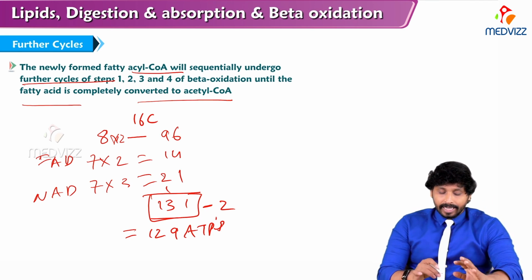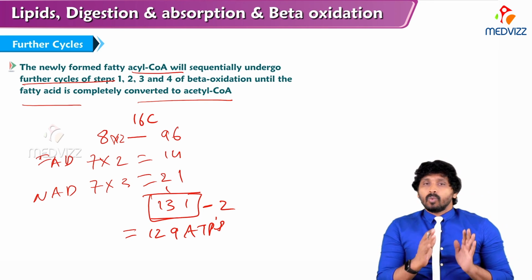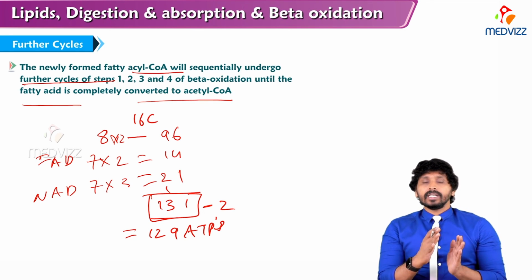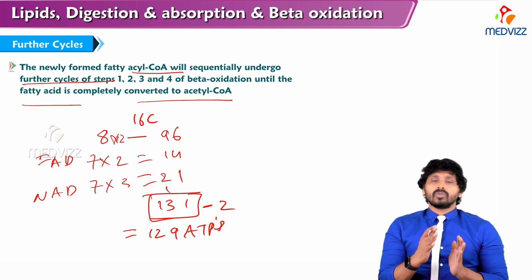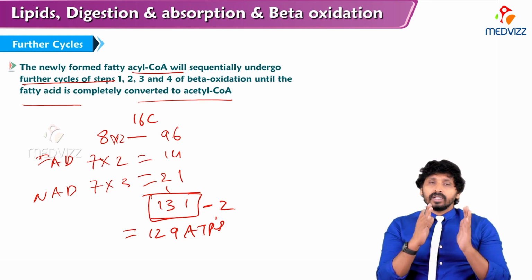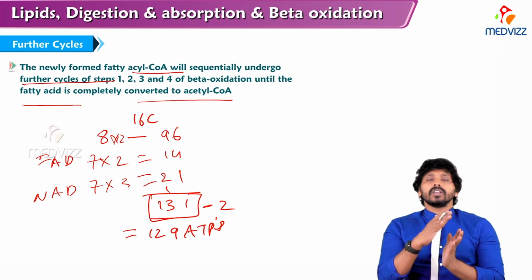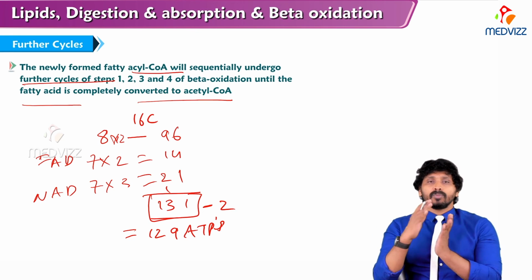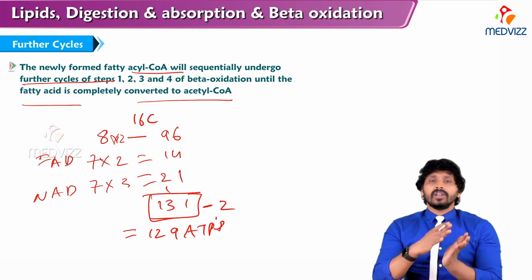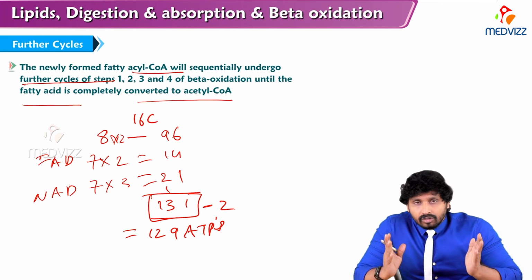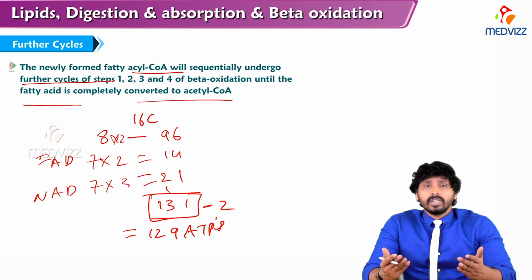So it's up to you. I have taken the old calculation here: 1 NADH is equal to 3 ATPs, 1 FADH2 is equal to 2 ATPs. But the new calculation is 1 NADH is 2.5 ATPs, 1 FADH2 is 1.5 ATPs. So it's up to you which calculation you take. So that's all about the beta oxidation of fatty acids.